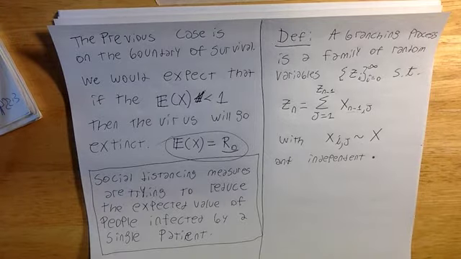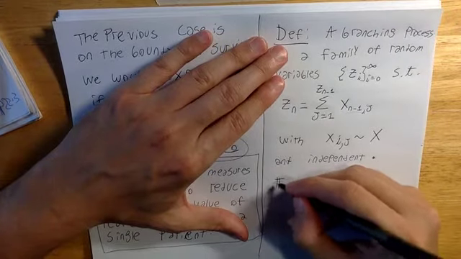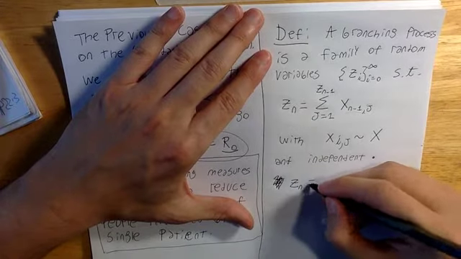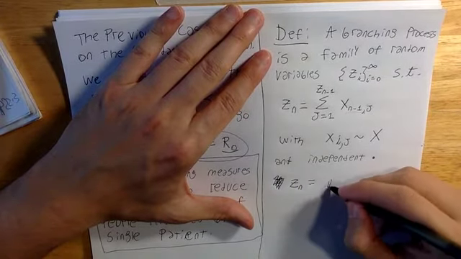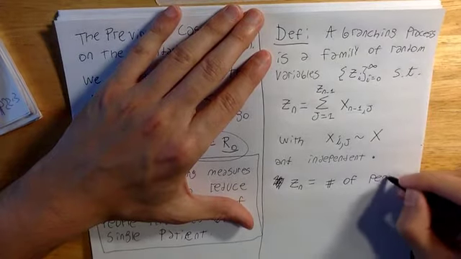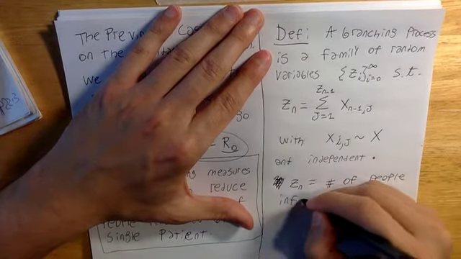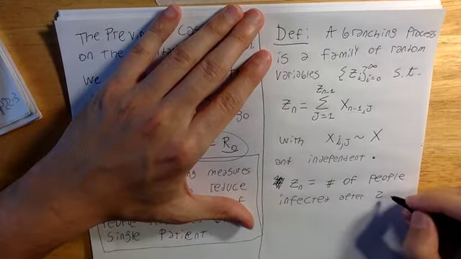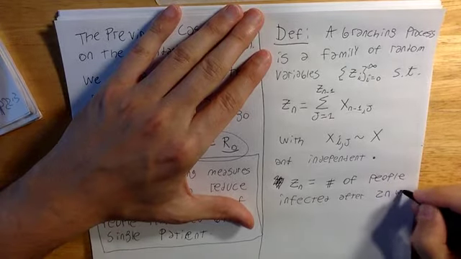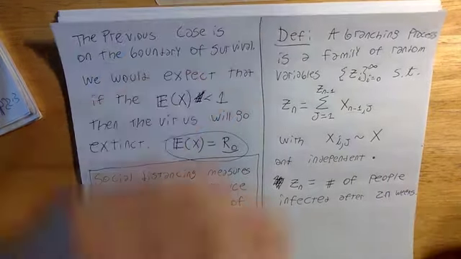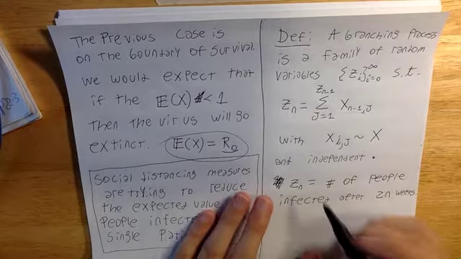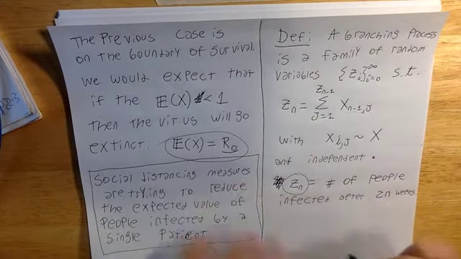Okay, let's start trying to see what is the number of people. So Zn is equal to the number of people infected after 2 times n weeks. Okay, so we wanted to understand an idea of what is the size of Zn.